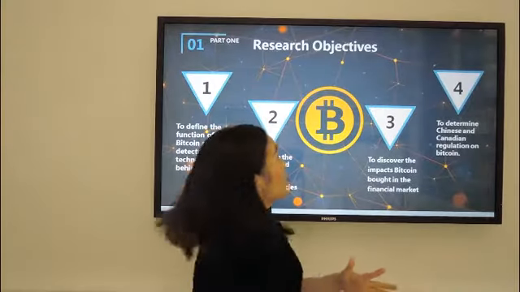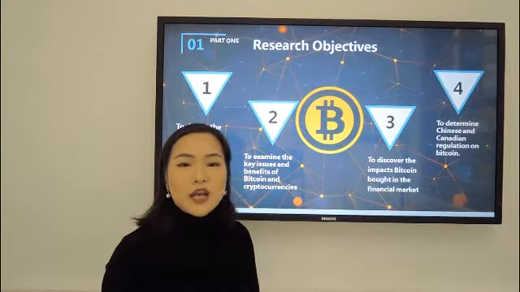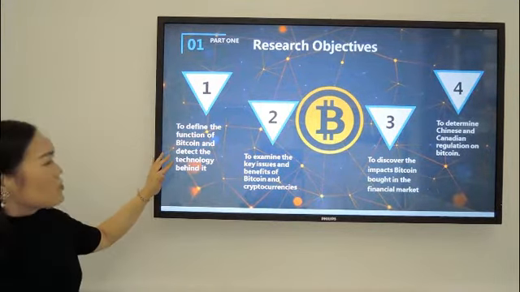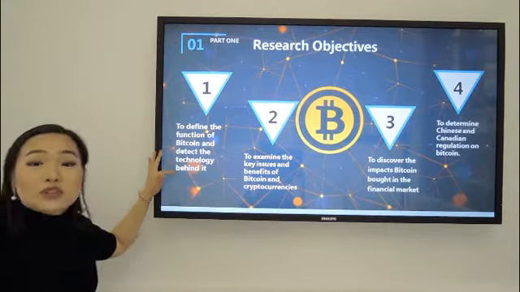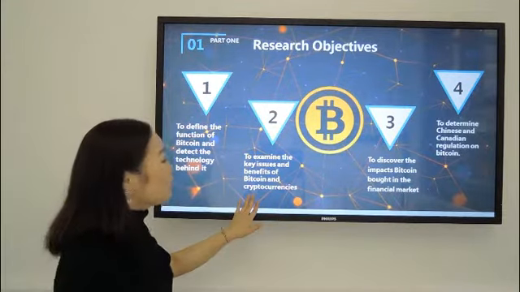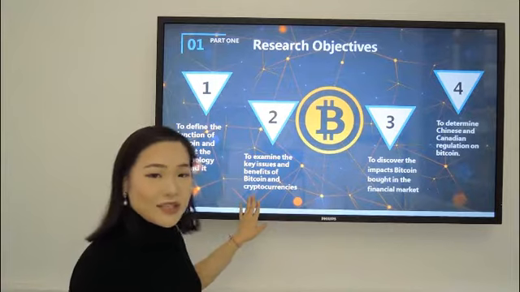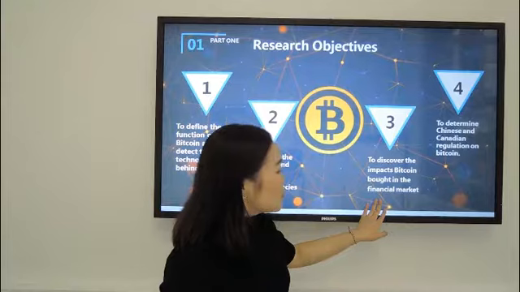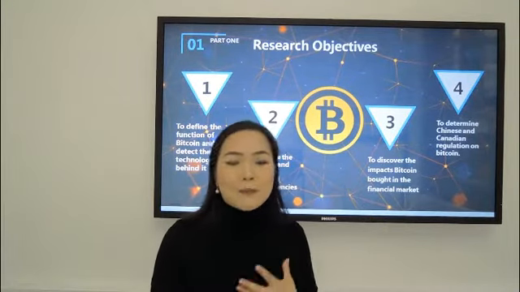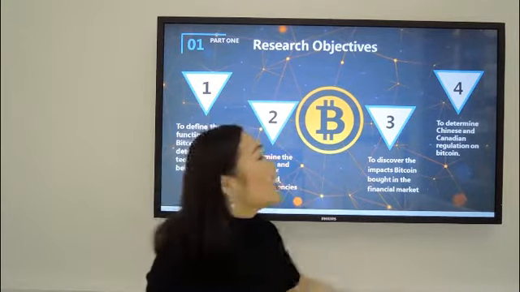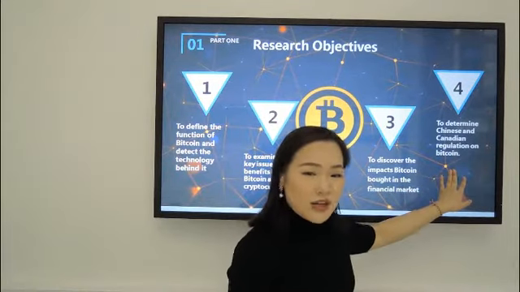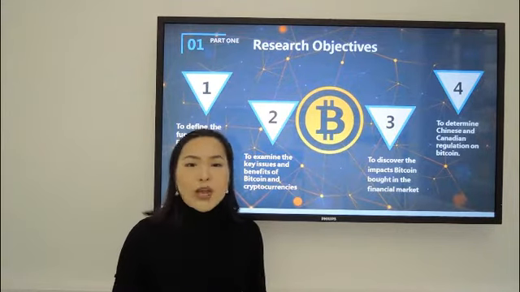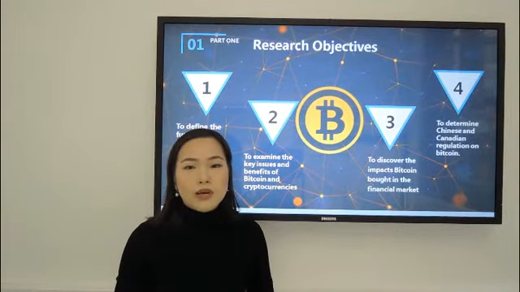From that, we can see I have 4 research objectives in this research topic. The first one is to define the function of Bitcoin and detect the technology behind it, which is blockchain. The second one is to explore the benefits and the key issues. The third one is to talk about what kind of impact Bitcoin brought to the financial market. And last but not least, we're going to determine the Chinese and Canadian governments' attitude and regulation towards Bitcoin and cryptocurrency.